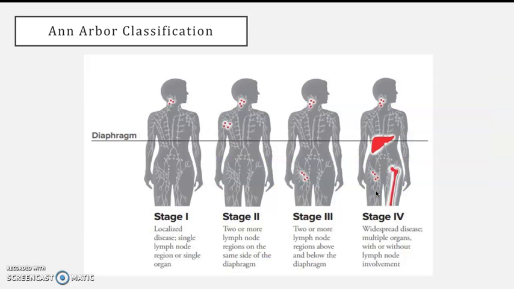To classify FL, Ann Arbor classification is used. A CT scan is used to determine what stage the patient is in. Stage 1 is when the lymph nodes are localized to a single region. Stage 2 is when there are two or more regions of lymph nodes, but they are on the same side of the diaphragm, either above or below. Stage 3 is when the lymph nodes are on both sides of the diaphragm. And stage 4 is when they take over organs and the bone marrow.